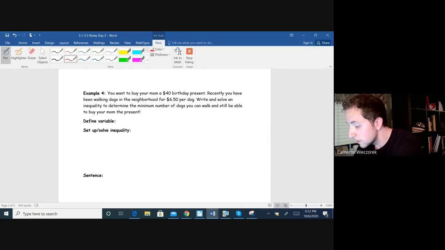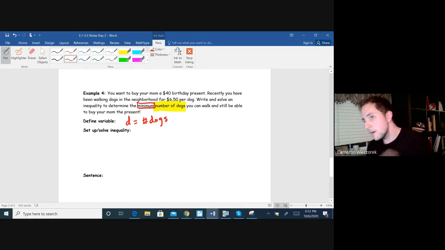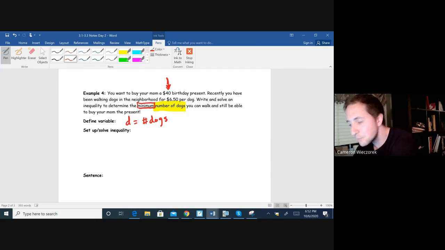Okay. So look at the last sentence. What are we trying to find? Minimum number of dogs. So I'm going to let D in this problem be number of dogs. Key phrase, I'm also going to identify. This problem said minimum. So that means I'm going to have some smallest amount of dogs I can walk, or I could walk more than that. And you got to have that in this case, because if you want to spend $40 on mom, you might have to spend more than 40. You're not going to spend under 40, right? It's your mom. You got to buy her a nice birthday gift.